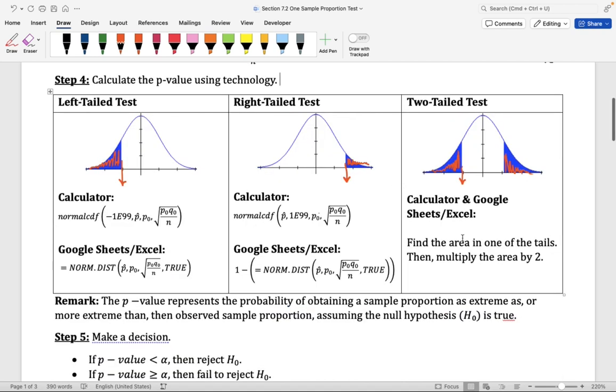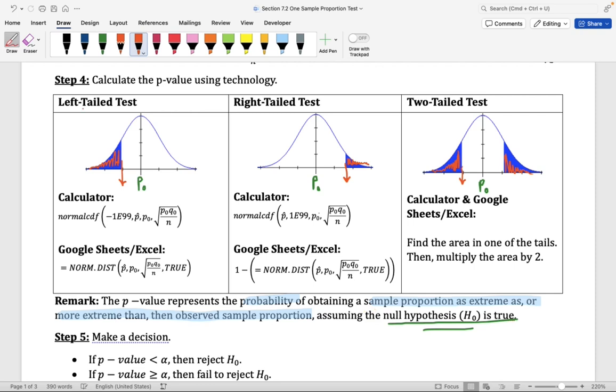Now, next, we have step 4, which is the most challenging step of the hypothesis test, because here you need to find a probability. Now, recall that the p-value is the probability of obtaining a sample proportion as extreme or more extreme than the sample proportion you observe. So let me emphasize this part. We're assuming that the null hypothesis is true. That means that we're assuming that the center of this distribution is p naught. And we're asking ourselves, what is the probability of observing a p hat as extreme or more extreme than the p hat we found?